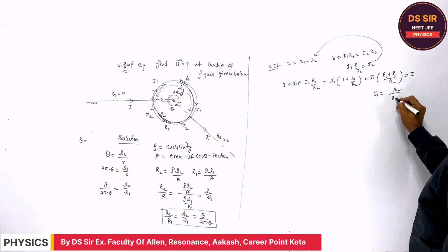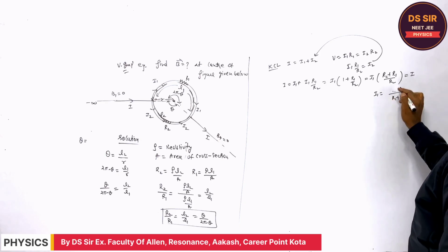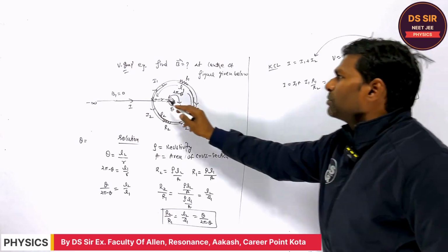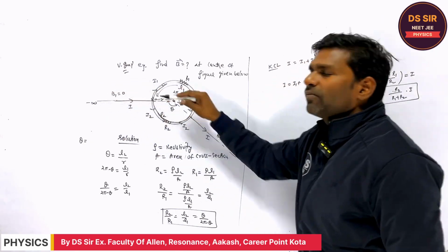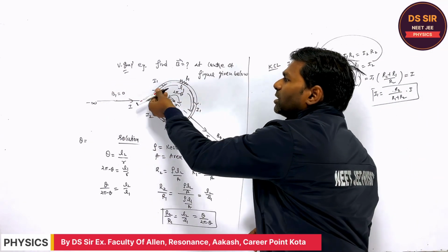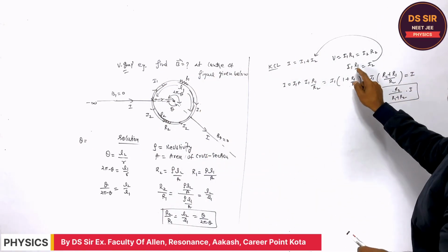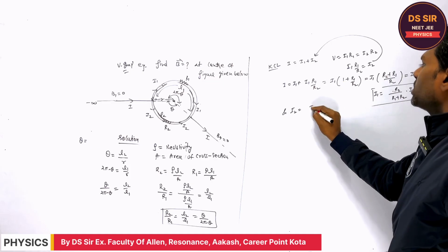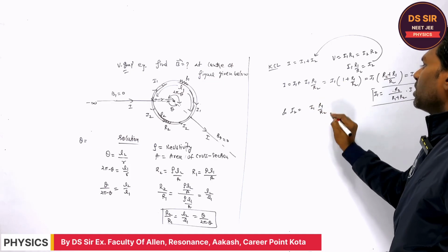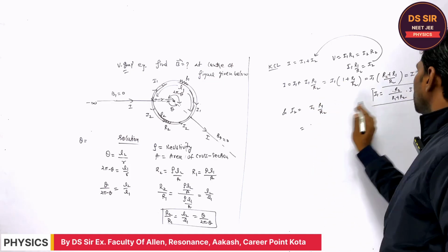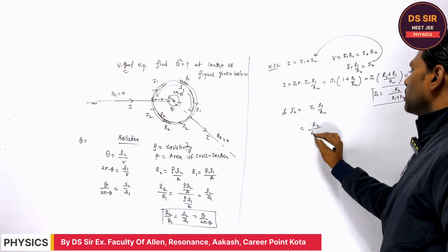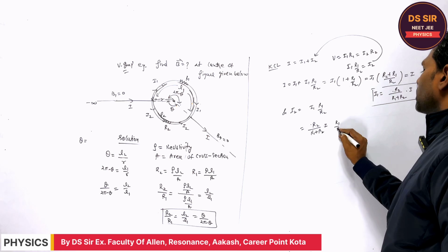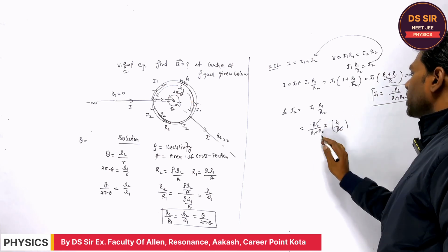R2 upon R1 plus R2 into I. This is the value of I1 in terms of this current I. The value of I1 is this. And what is I2? I2 is I1 R1 upon R2. It is R2 upon R1 plus R2 into I, times R1 upon R2. It will cancel out.